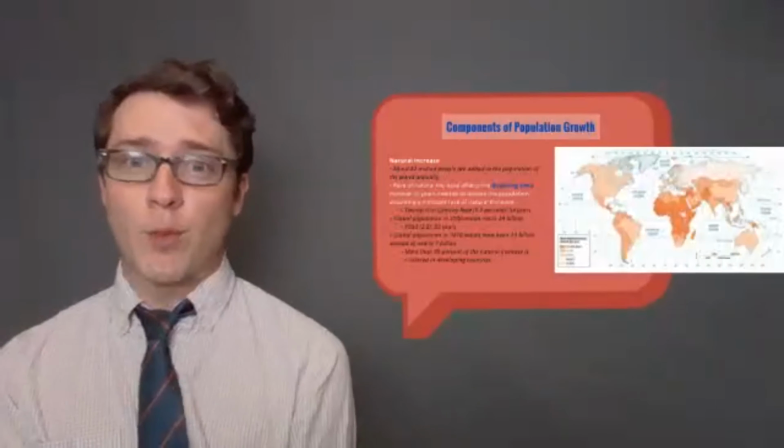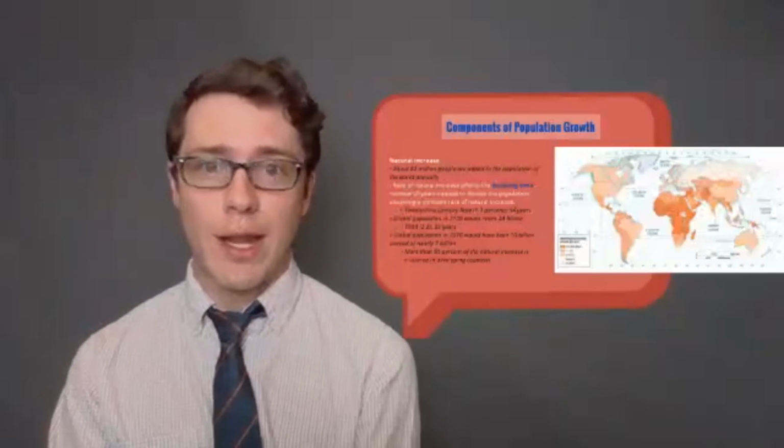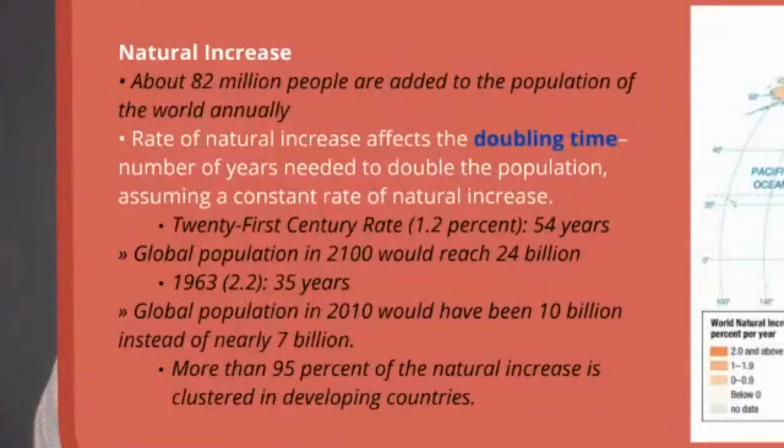All right, so there are other components as well that we look at. A lot of numbers and a lot of figures to remember from today. When we're looking at the natural increase and how many people are added to the world annually, we right now have about 82 million people being added each year. The rate of natural increase affects something called the doubling time. That is the number of years it takes for a population to double at the current natural rate of increase.